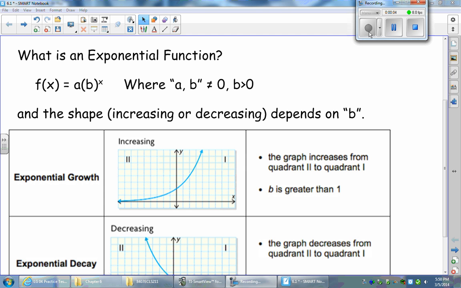6.1, characteristics of exponential functions. What is an exponential function? It's a function in the form f of x is equal to coefficient a multiplied by b to the power of x, where a and b cannot equal 0 and b must be greater than 0. The shape of your graph can be increasing or decreasing depending on b.